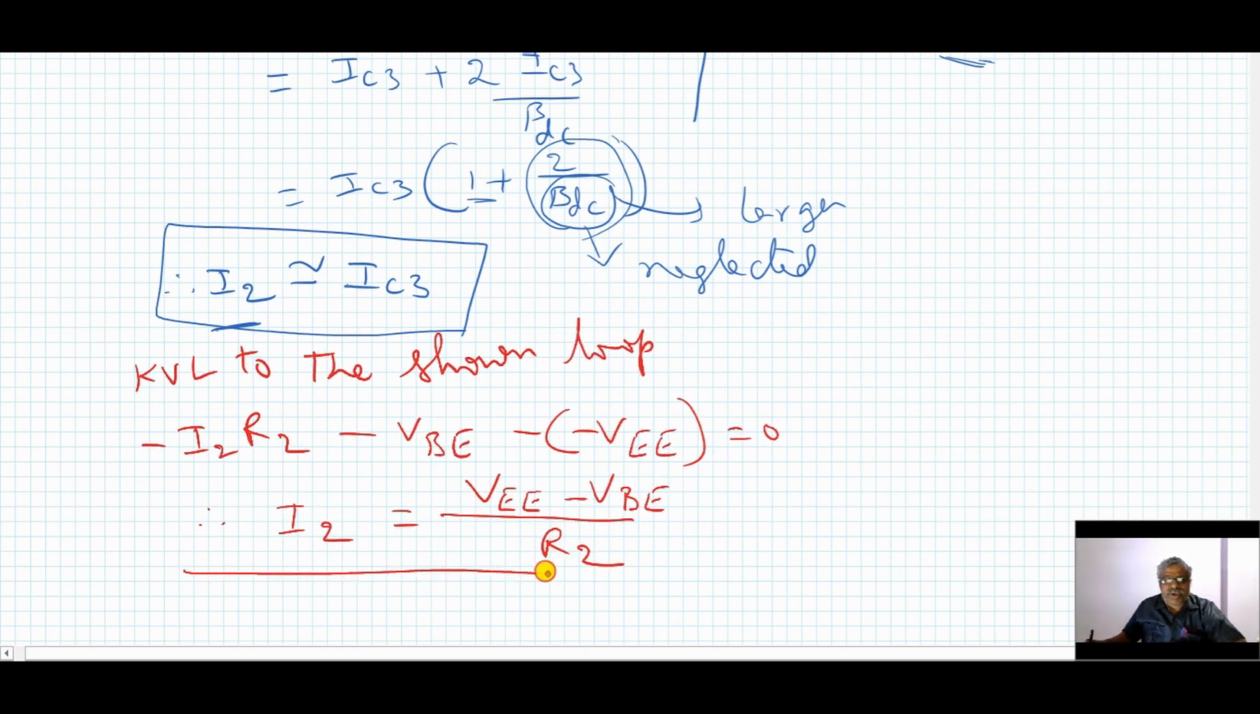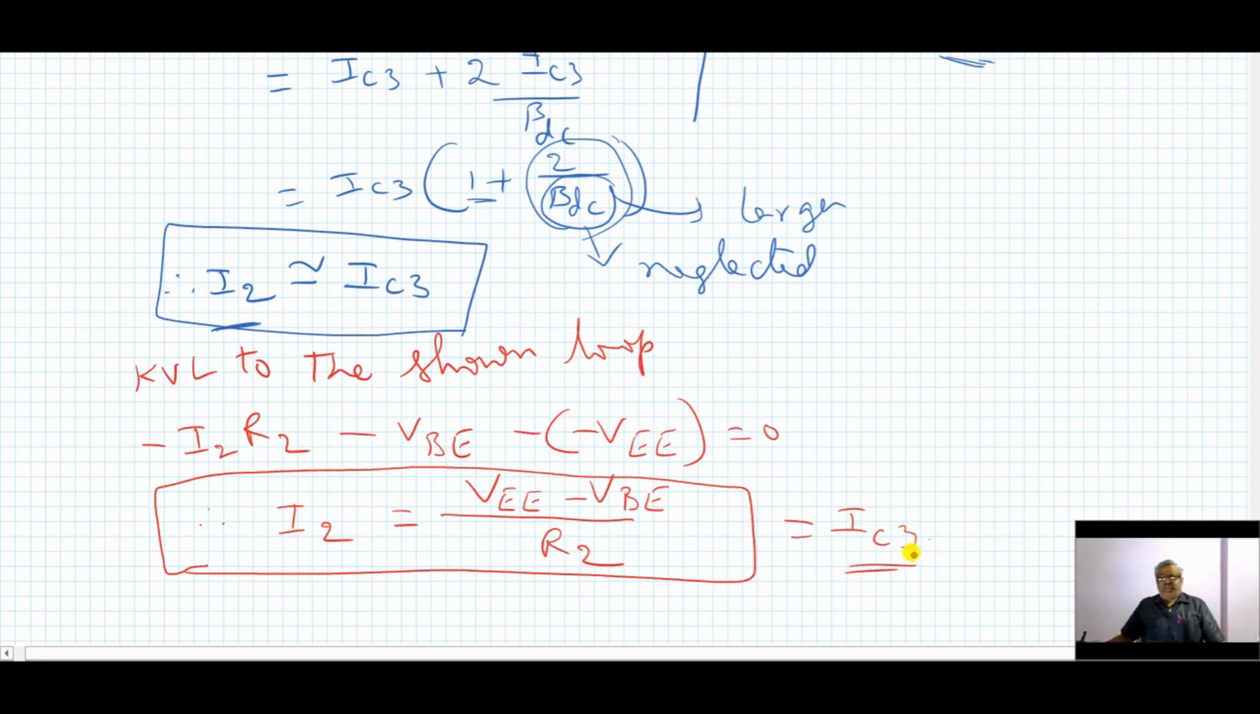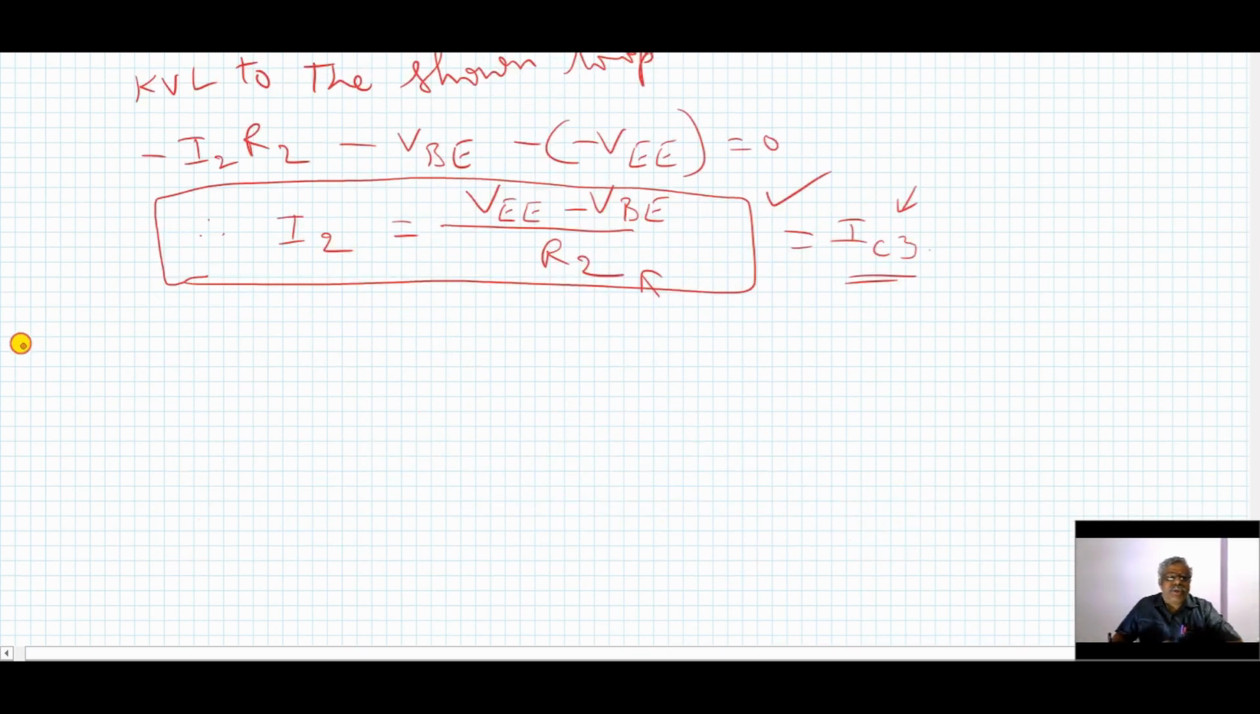So this is the expression for I2 current, which is nothing but our IC3. Now it is not difficult to find out a value for R2 for a required bias current IC3. So like this, the current for this current mirror circuit can be obtained as VEE minus VBE by R2. This is about the current mirror circuit and its design.